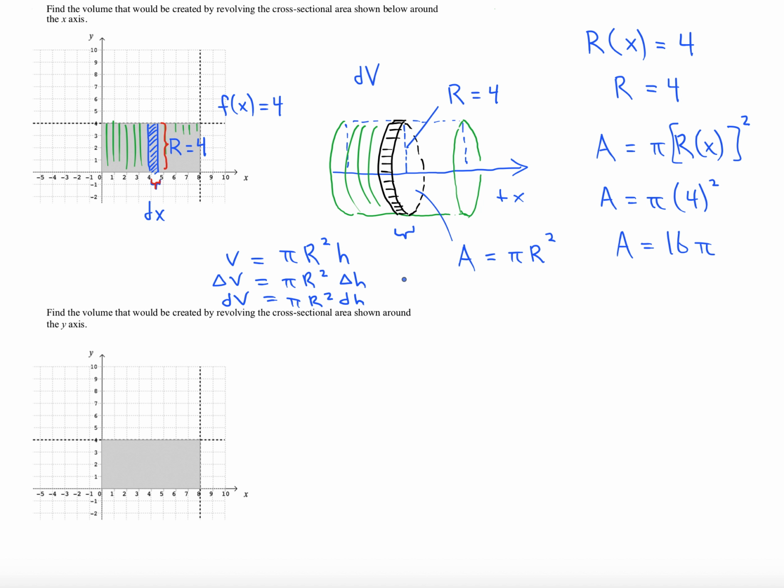Now we could also say that dv equals A dh. And since here the height of the thing is dx, let's make one more substitution. dv equals A dx. That's a great way to describe the volume of that disk. And that's what I want to use here.